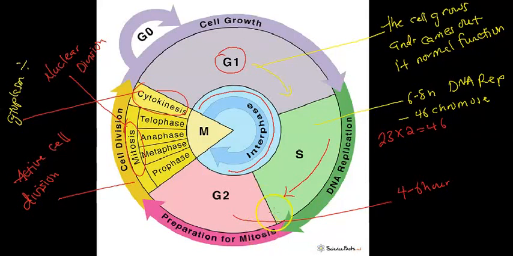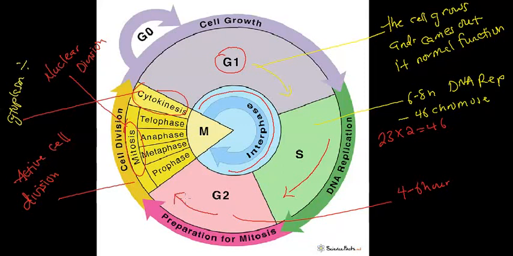In the G2, what happened? It takes 4 to 6 hours. The cell continues to grow and prepare for cell division. We said the cell continues to grow and prepare for the mitosis. It synthesizes protein and organelles needed for the cell division. That's what happened here. So when it moves from G2, the next phase is what? It is M, which is known as the mitosis.